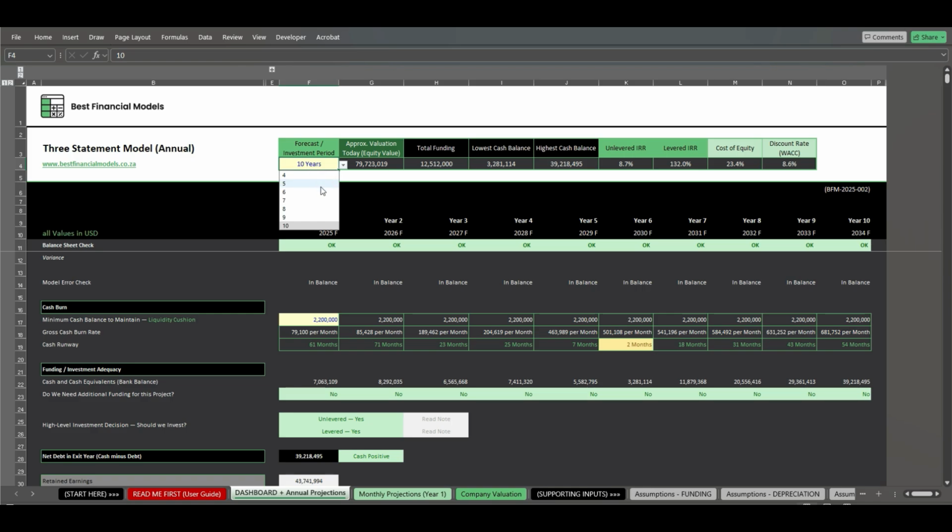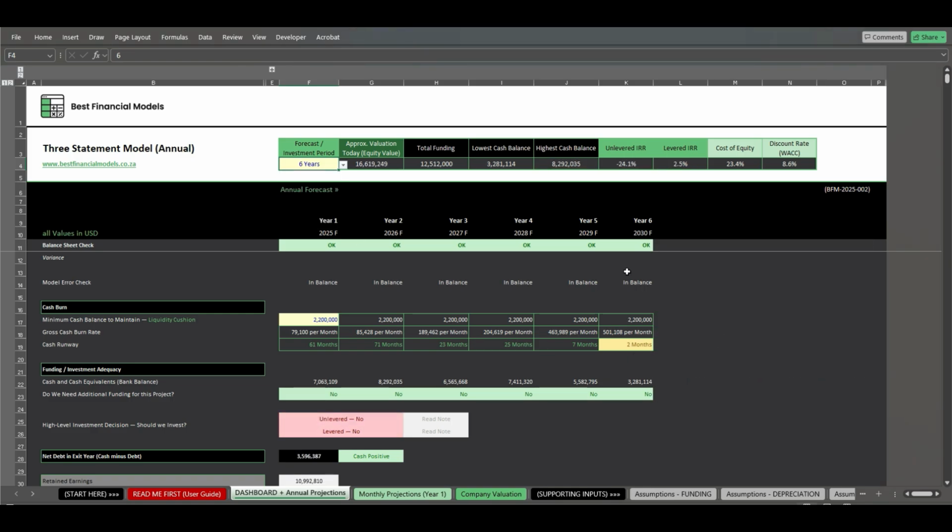So you might have a situation where an investor wants to negotiate and they say, listen, but what is your valuation of your company at year 5? Or in this case, let's say year 6. If you go to year 6, you'll see everything here at the top is automatically updated. Automatically, you'll see the new rate of return for this project. The cash balances have changed. The valuation of the company has changed.